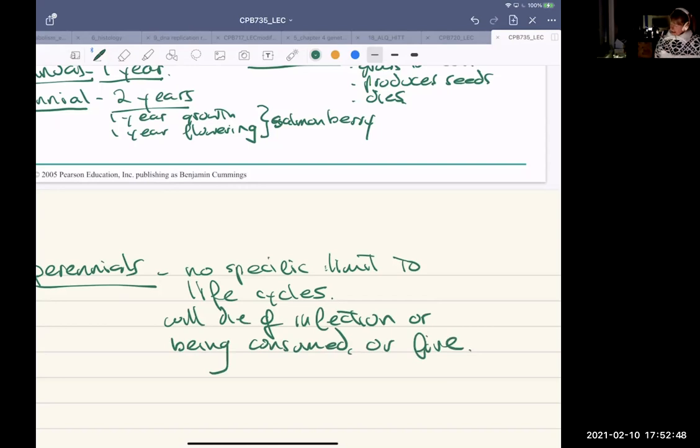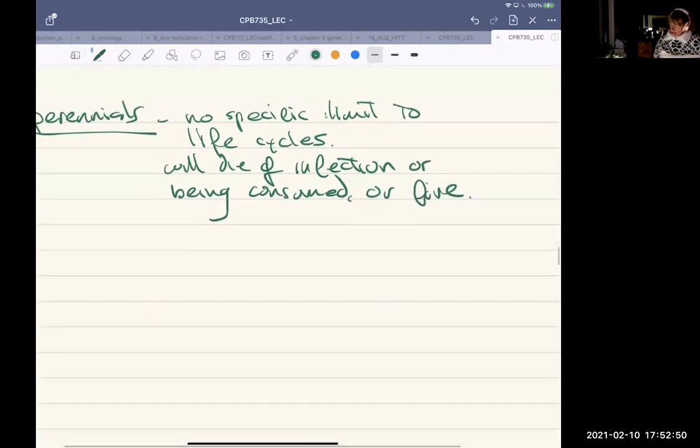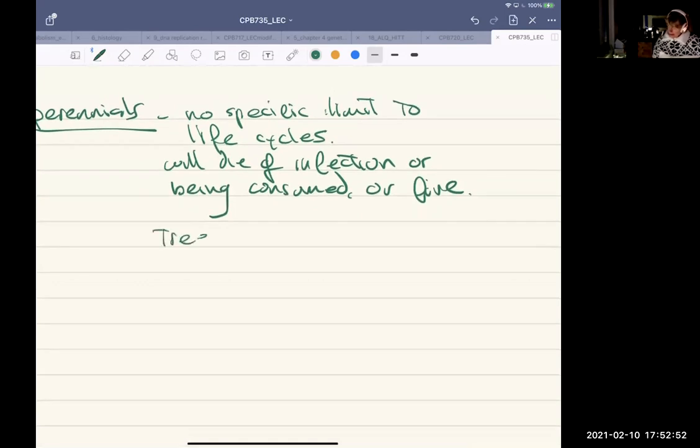Yeah. So perennials, lots of trees are perennials. Lots of grasses are perennials.